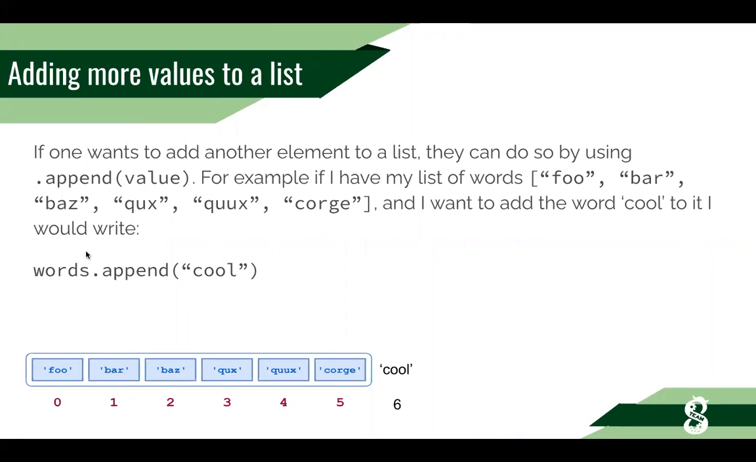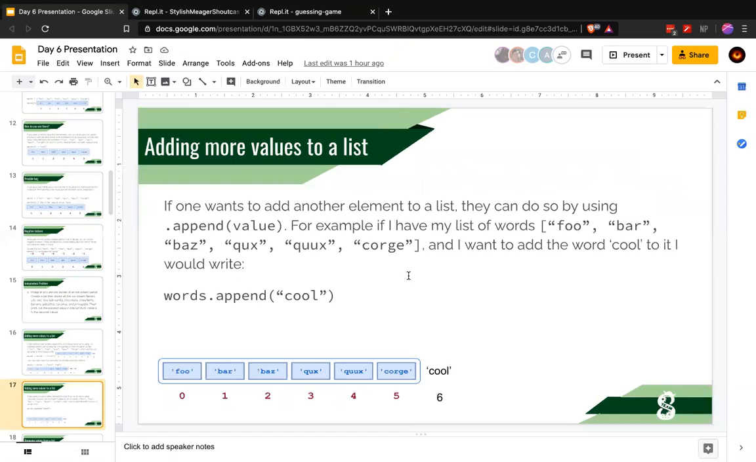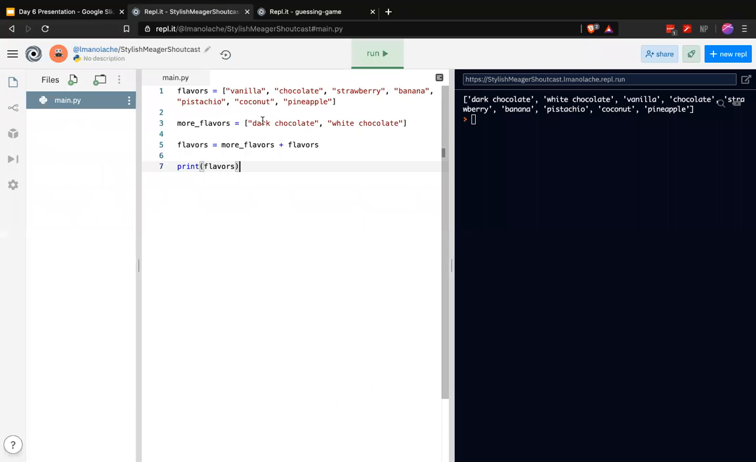So how you use this is you have your list words, and then you write dot, then the function name append, followed by parentheses, and for value cool. You can only add one at a time using this method. So this will add cool to the end. All right, let's see how this works.